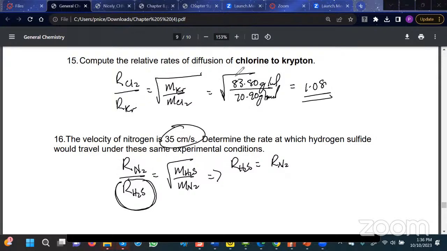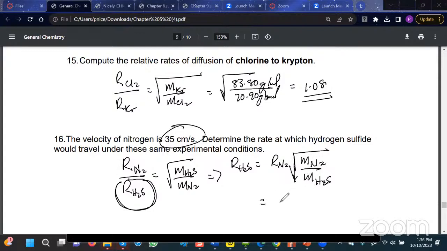Multiplied by the square root of the molar mass of N2 divided by the molar mass of H2S. And it's a matter of putting these numbers in.